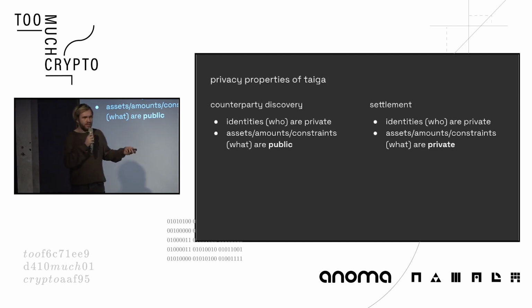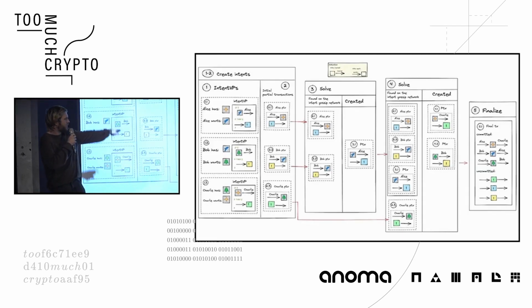Identities are private, that's pretty easy, but assets, amounts, and constraints, what is public? In settlement, we can make everything private with the final ZKP, but in counterparty discovery, in order for this solver to be able to create this proof that Alice's constraints are satisfied, it must know what Alice's constraints are. And also in order for it to realize that Bob's partial transaction, Bob's intent, is the one to match with.